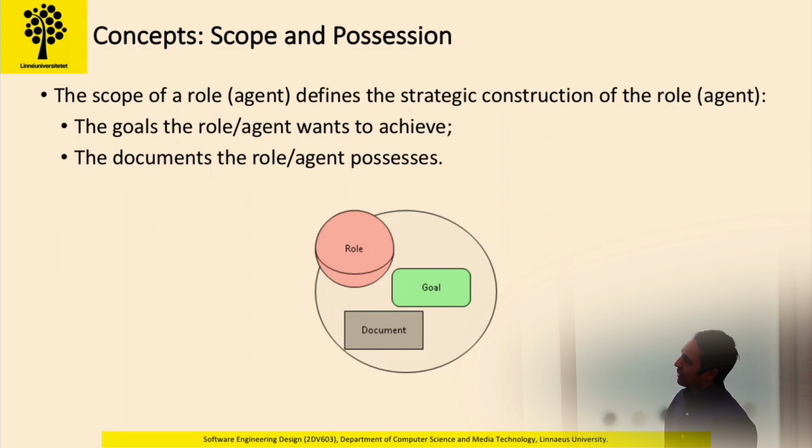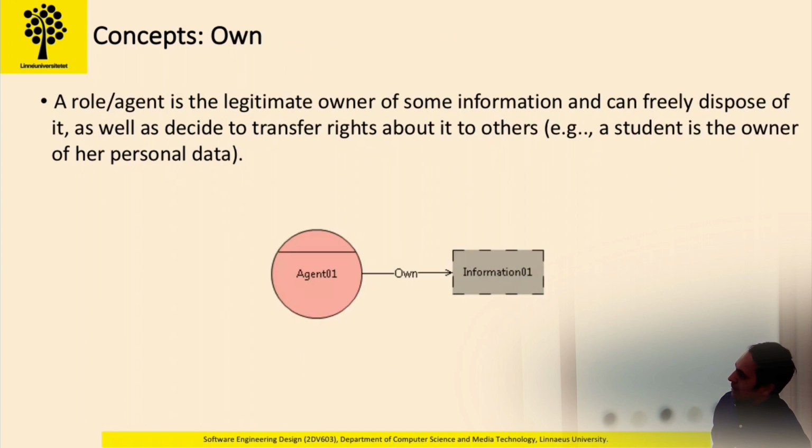And I also mentioned a little bit earlier, scope and position. If a role has a boundary, it will always have by default a boundary, and within the boundary, whatever goal or whatever document we place, it will belong to that role. So that role will be the owner of this document, let's say. And the ownership is represented using this notation. So this agent, for example, owns this information 1.